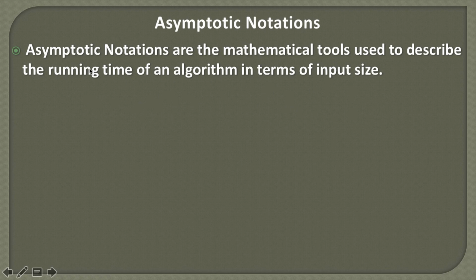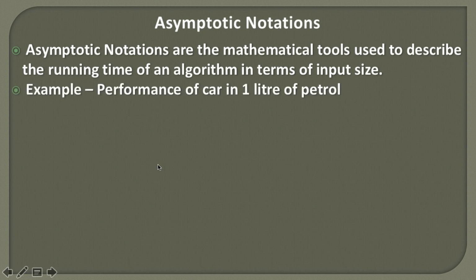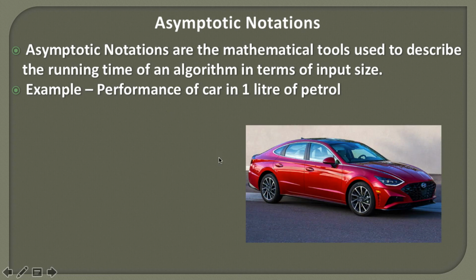So in order to understand these asymptotic notations, we'll take an example. Let's say you go to a car showroom where you want to purchase a car. So mostly you will look into the design of the car, and to the salesman you will ask one most important question: what is the performance of the car in 1 liter of petrol, that is, how much does this car travel in 1 liter of petrol.